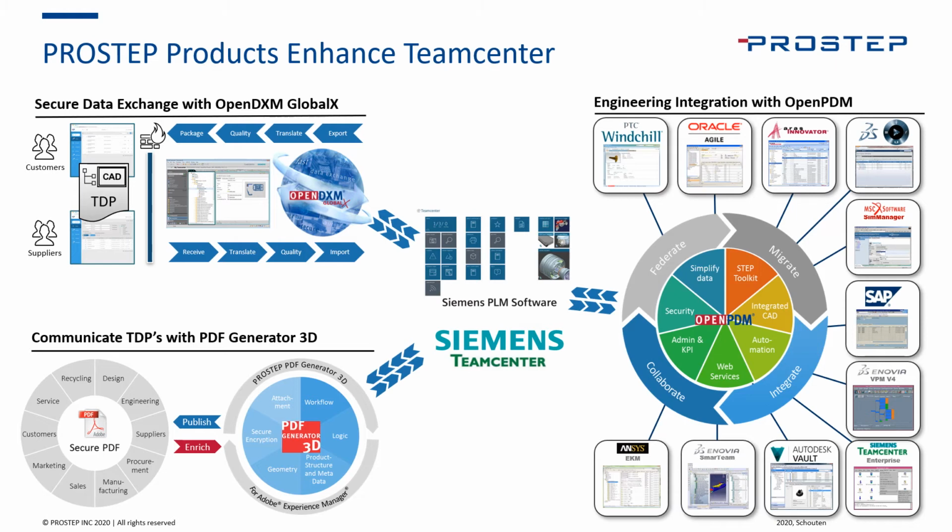The second product is our OpenDXM GlobalX, and that's a secure file transport product that enables you to securely exchange data with your suppliers, making it auditable, and then providing specific functionality like integration with Teamcenter and a file exchange workflow that enables you to do things like quality checks and transformations, so that if you're sending it to your OEM, then you can make sure it has the format it needs, or if you're receiving it, that you can ensure that you're receiving the data and the quality that you need from your customer.